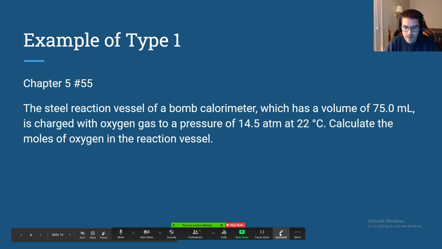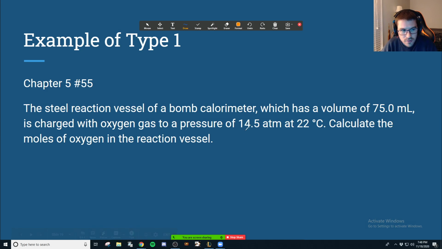This is an example of a type 1 problem, static conditions. This is from chapter 5, number 55. The steel reaction vessel of a bomb calorimeter, which has a volume of 75 milliliters, also known as 0.075 liters, is charged with oxygen gas up to a pressure of 14.5 atmospheres at 22 degrees C.